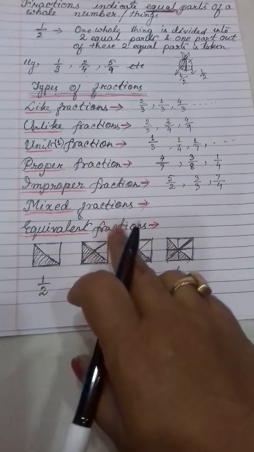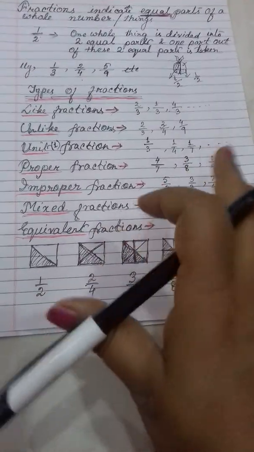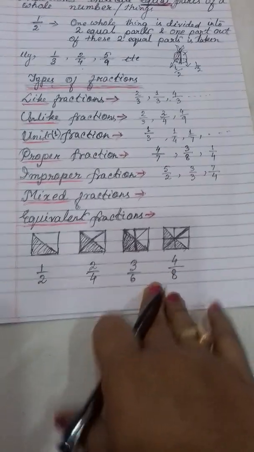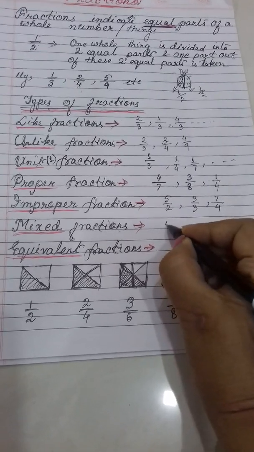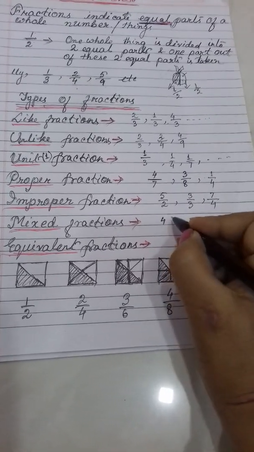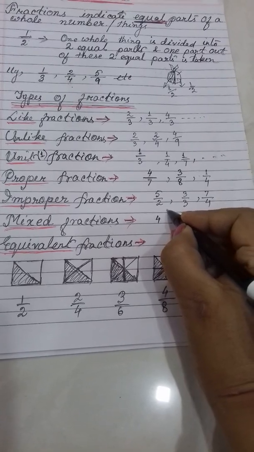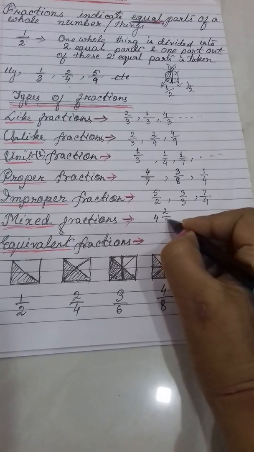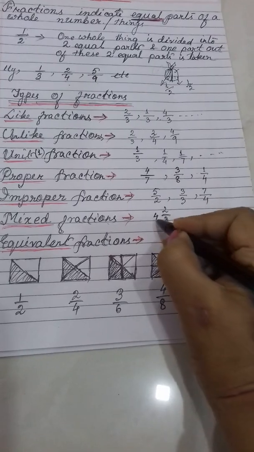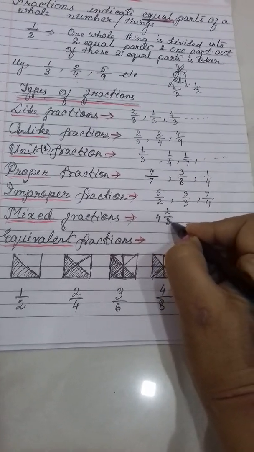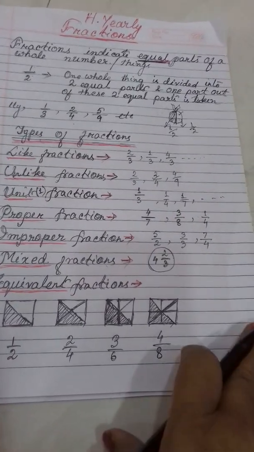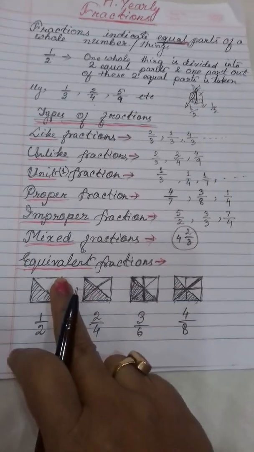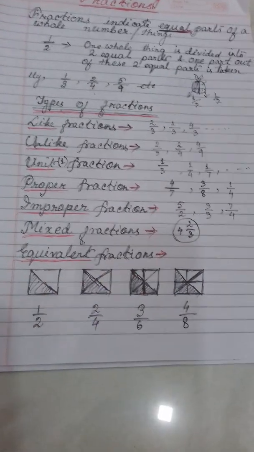Clear? Now mixed fraction. Mixed means combination. Now mixed fraction what? It is the combination of any whole number, any whole number you can consider, with that whole number one proper fraction, not improper fraction. Whole number with proper fraction. This combination is known as mixed fraction. Got it, students? Have you understood? Now, the last one is equivalent fraction.